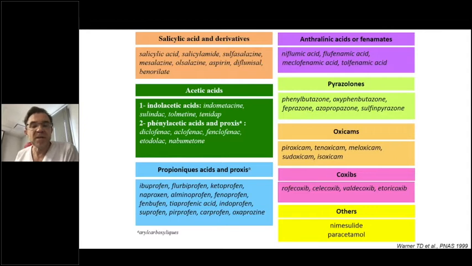Indeed, we can classify non-steroidal anti-inflammatory drugs into 8 to 10 different chemical classes, as shown on this slide. And this is important because when an allergy mechanism is involved, what the immune system recognizes are forms that are the same if the non-steroidal anti-inflammatory drugs belong to the same chemical class.